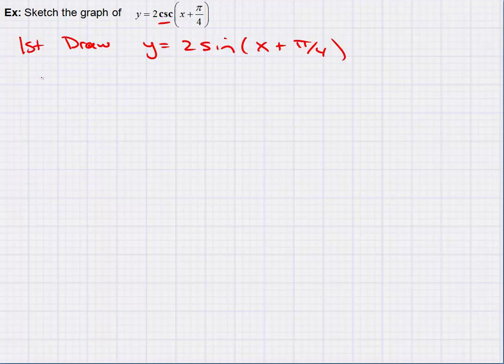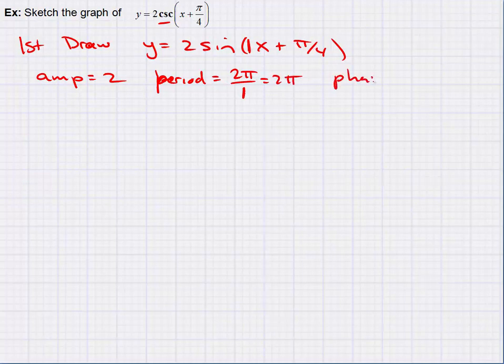So now what do we know about this graph? This graph has an amplitude of 2. It has a period of 2 pi divided by b. b is this number, so 1, so 2 pi. And it has a phase shift of pi fourths. And sometimes you might see this as minus pi fourths, because usually you'll see this as x minus c. So that would be x minus pi fourths. But really you just know pi fourths, and since it's a plus, it's going to the left.